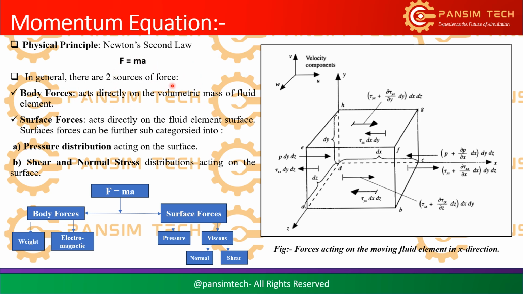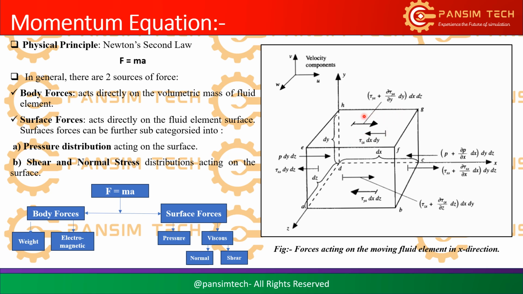What are the two sources of force? Generally, two types of force we can see on a body or control volume. So this is the control volume, you can see it from here. Body force and surface force. Body force may be weight, it may be electromagnetic. And what are the different surface forces? Pressure force and viscous force. Viscous force again may be normal stress, or it may be tangential or shear stress. So you can see it from here. These are all tangential stress, and if it is acting normally, it will be normal stress.